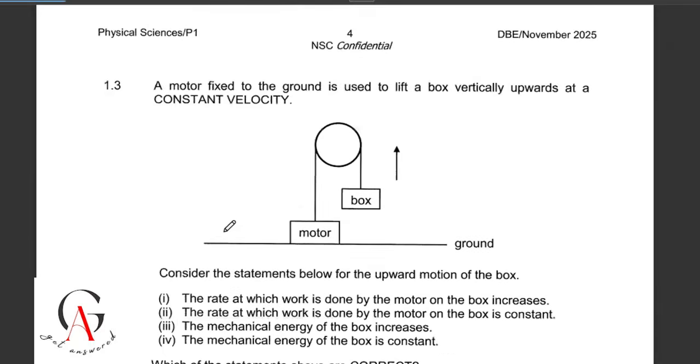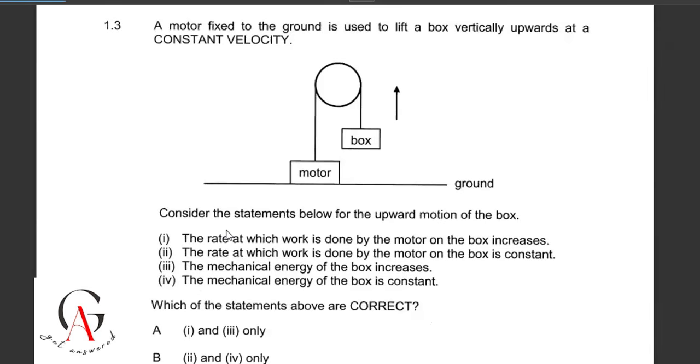Then 1.3, a motor fixed to the ground is used to lift the box vertically upwards at a constant velocity. Consider the statements and which one is for the upward motion of the box. Okay, number 1, the rate at which work is done by the motor on the box increases. I'm going to cross that out. The rate at which work is done by the motor is constant. The mechanical energy of the box increases. And then the mechanical energy is constant.